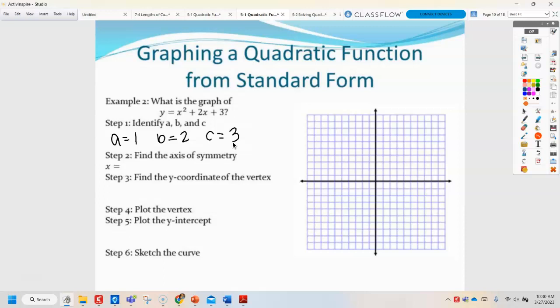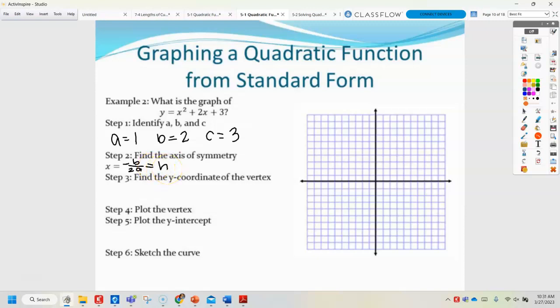There is a specific equation for the axis of symmetry. That equation is the opposite of B divided by 2A. That should look like the beginning of the quadratic formula because it is. The quadratic formula gives you your roots. Your roots are symmetric from the vertex. So the vertex, or the axis of symmetry, is negative b divided by 2a.